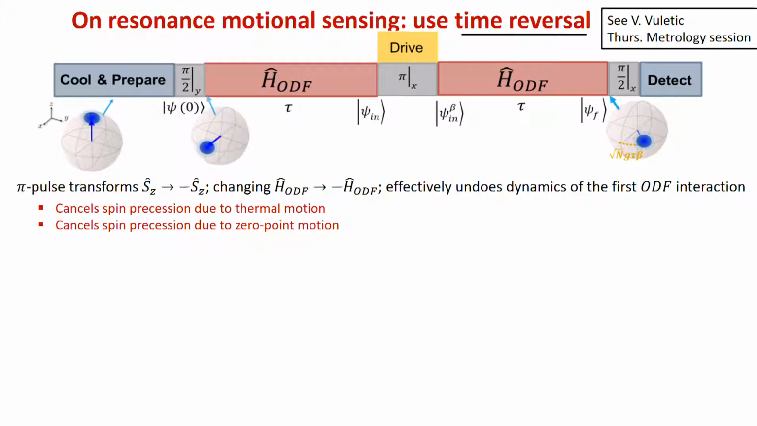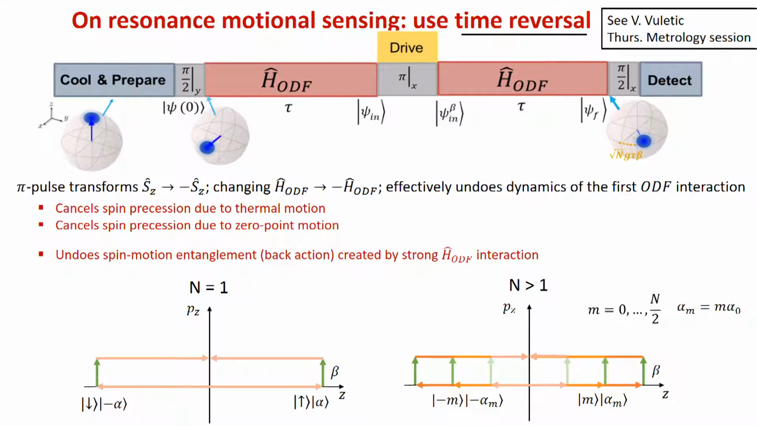It effectively undoes or cancels spin precession due to thermal motion, also due to zero-point motion, and will also undo the back action created by spin motion entanglement. So these spin-dependent displacements created in this first application are undone in the second application.